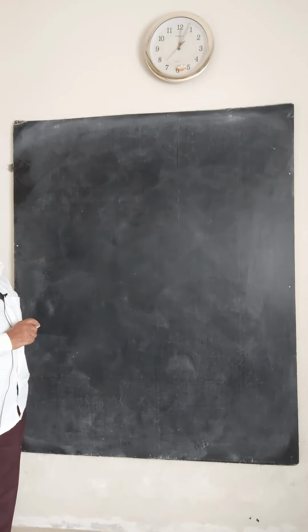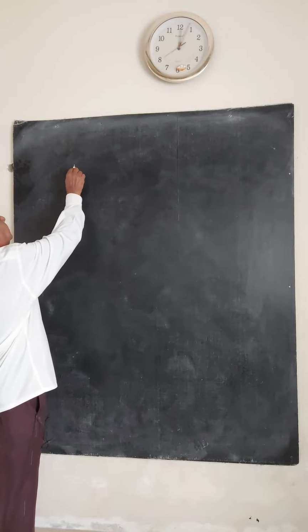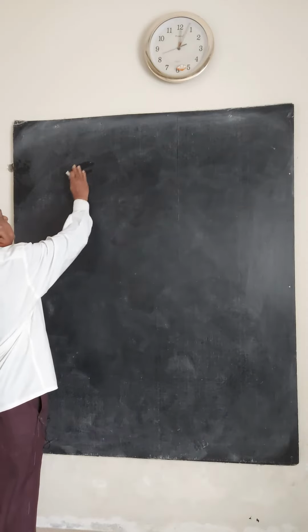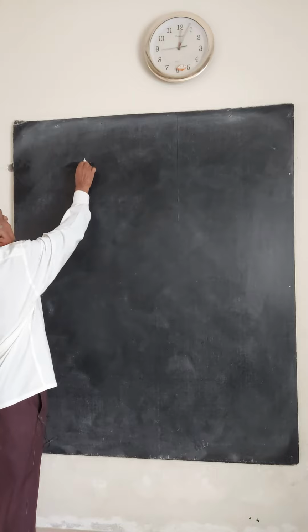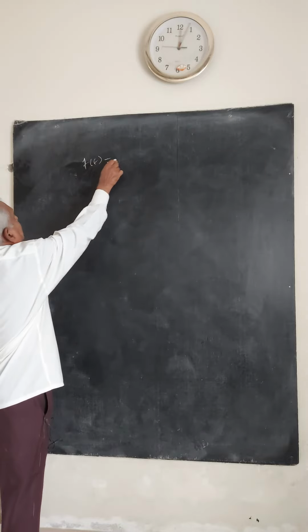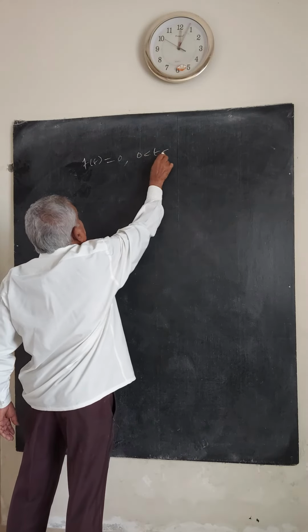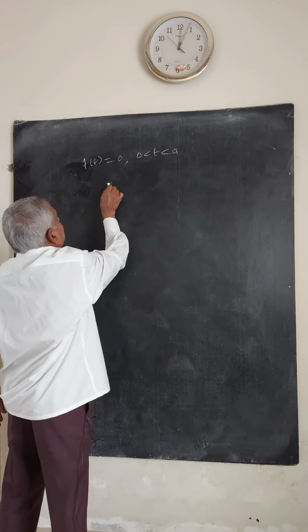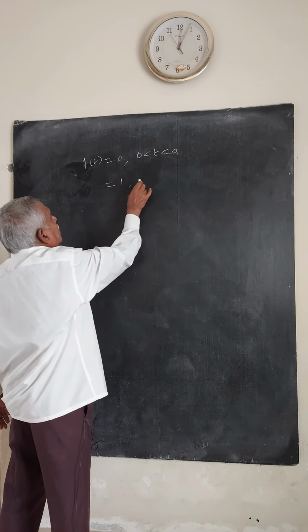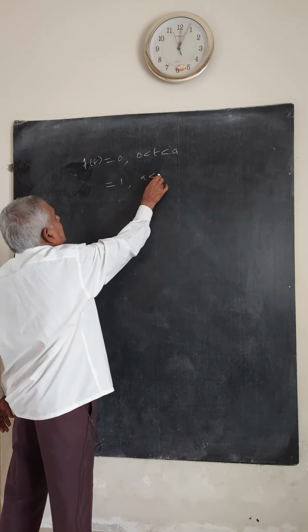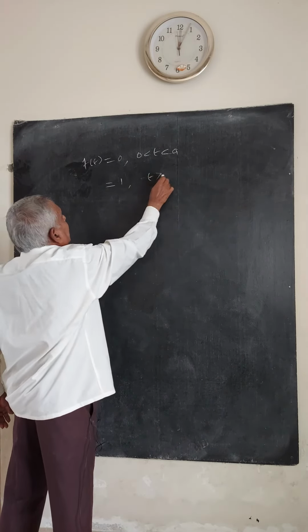Unit step function. f(t) equal to 0 for 0 less than t less than a, equal to 1 for t greater than a.